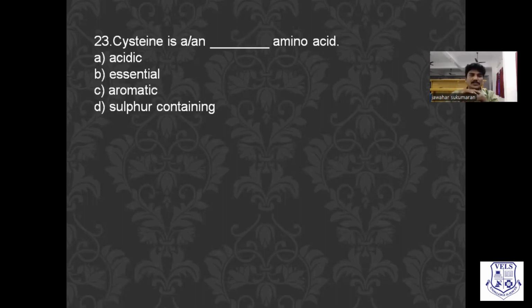Cysteine is an amino acid. A acidic, B essential, C aromatic, D sulfur containing. Cysteine is a semi-essential, neutral amino acid. Its side chain is CH2SH, which is aliphatic and contains sulfur. Its symbol is CYS, and the code is C. So sulfur containing is the correct answer. Cysteine is a sulfur containing amino acid. Answer is D.